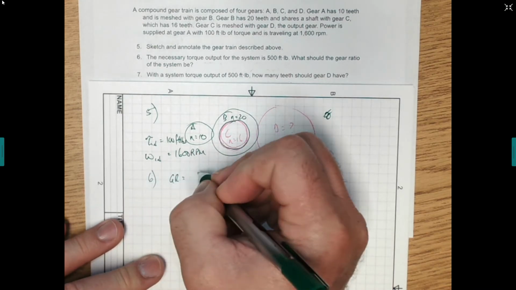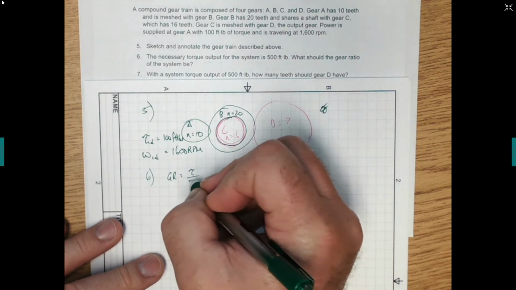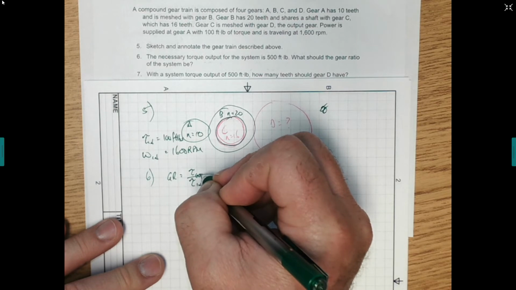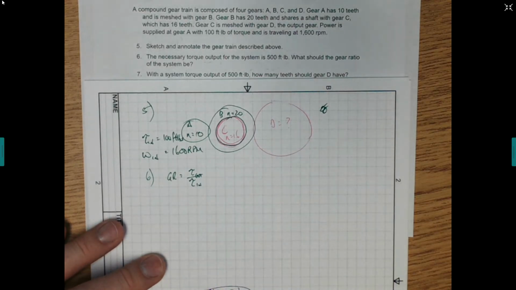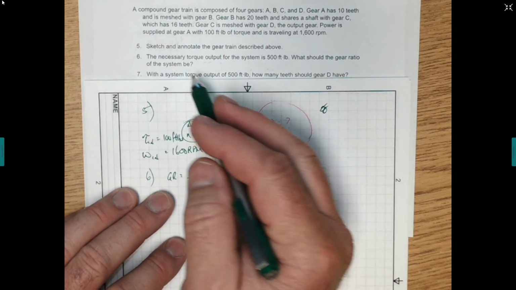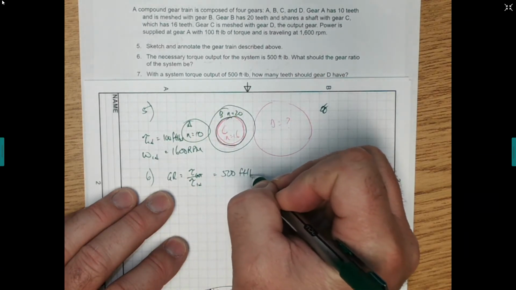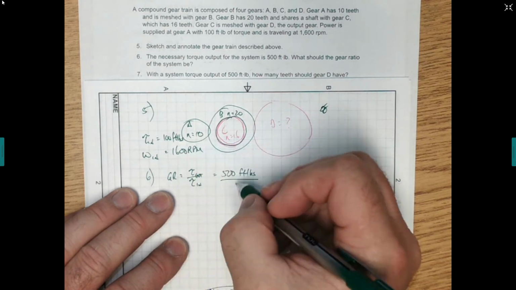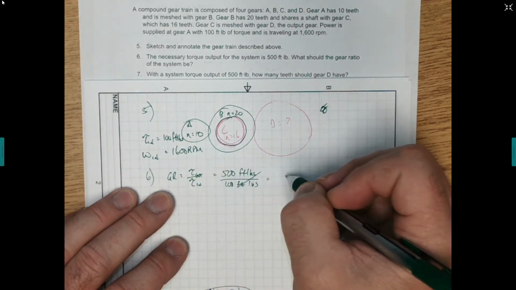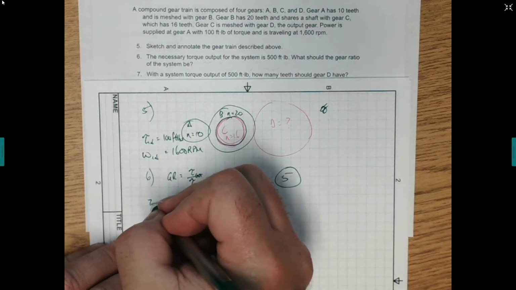Well, we know the gear ratio is a ratio of torques. Okay, it's always out over in, except for the angular speed. And so they gave us the output torque is 500 foot-pounds, and the input torque was 100 foot-pounds, and so we get 500 over 100, or just a gear ratio of 5.